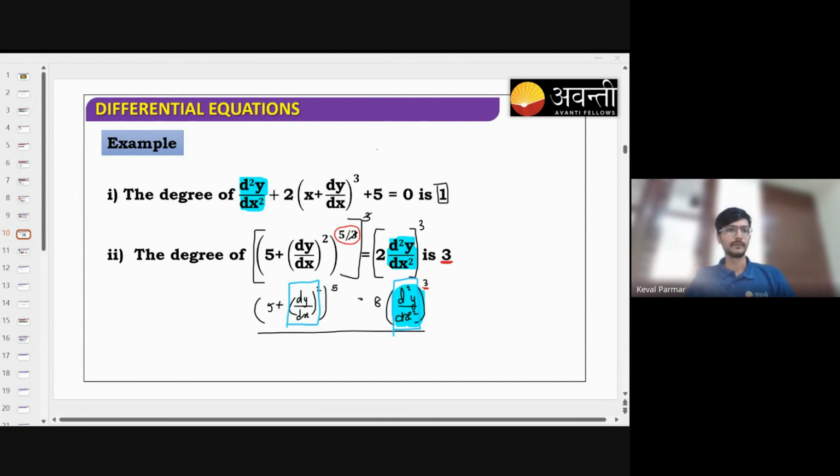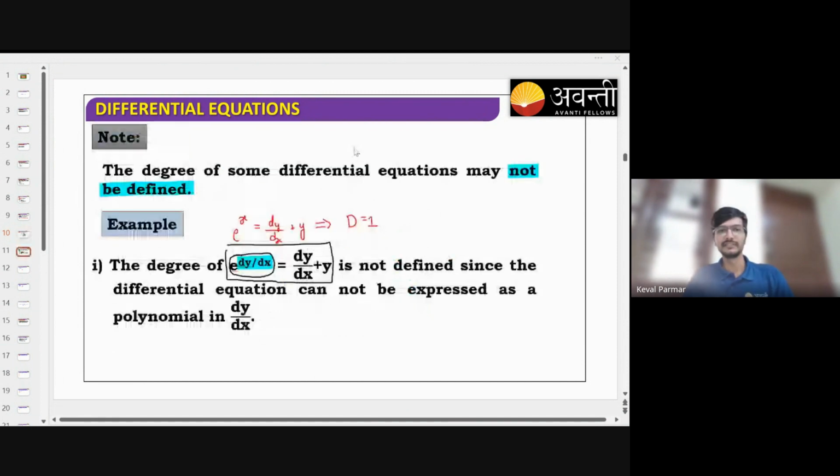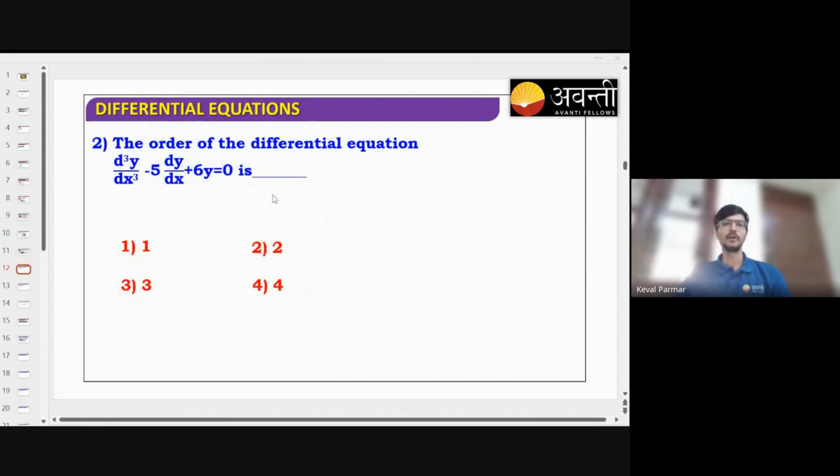One second. Yeah. Now, answer this: the order of this differential equation. Come on, guys, what is the order of this differential equation? Very simple question, just basic questions. You can write in the chat box. Now I can see. 1, 3, 1. How is it 1? Order, not the degree.